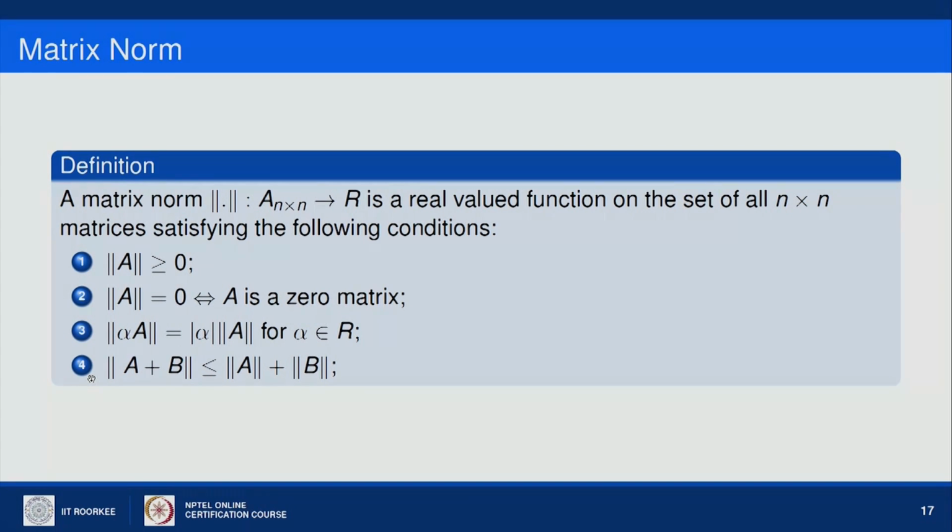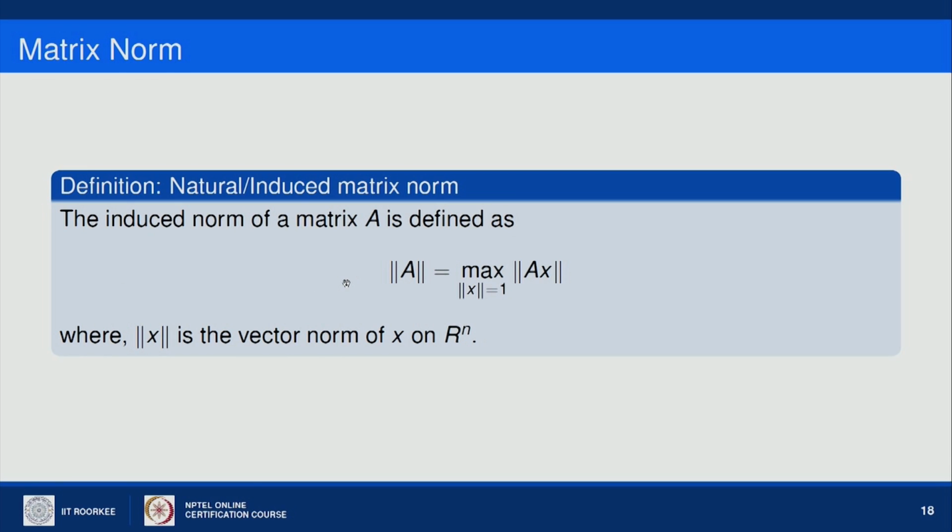The fourth condition is the triangle inequality. If you are having two matrices A and B of order n by n, then the norm of A plus B will always be less than or equal to the norm of A plus the norm of B. So, any real valued function satisfying these properties on a set of n by n matrices is called a norm. We are having different types of norm.